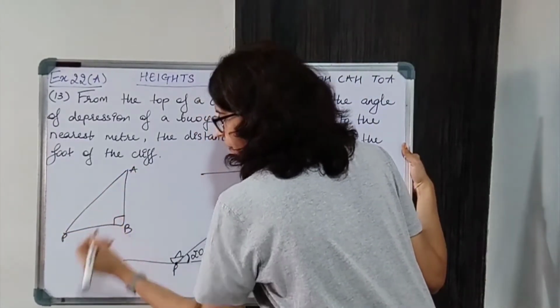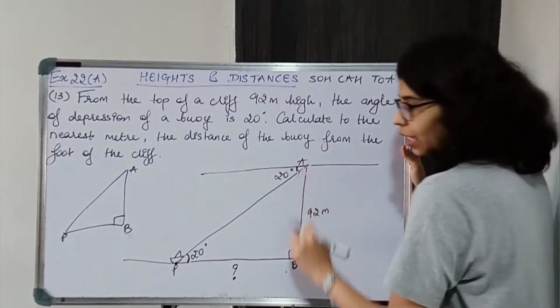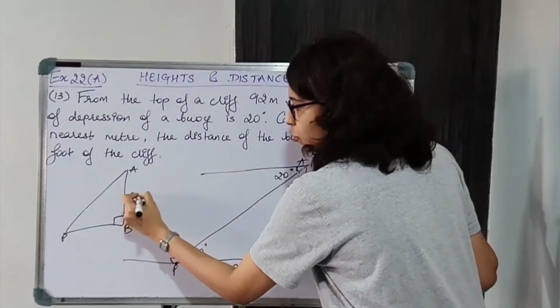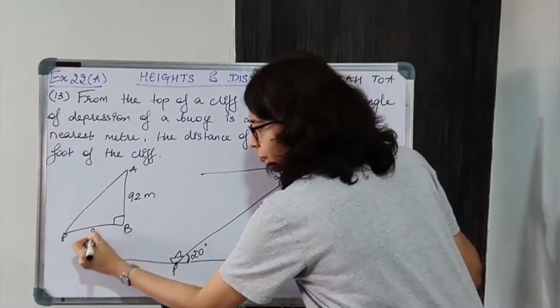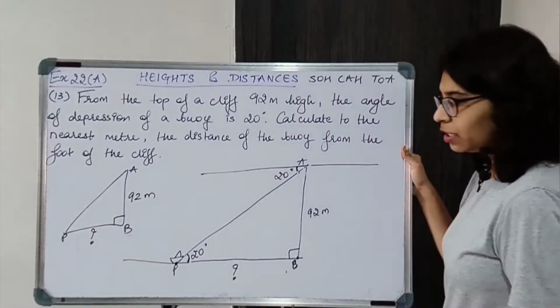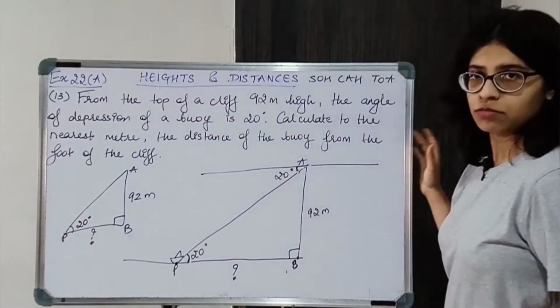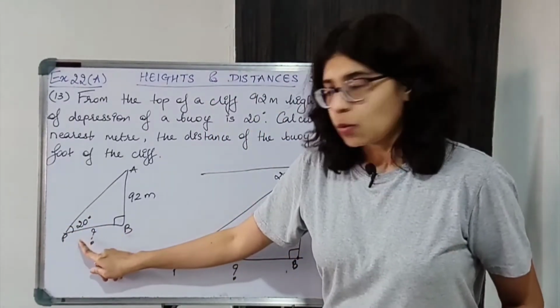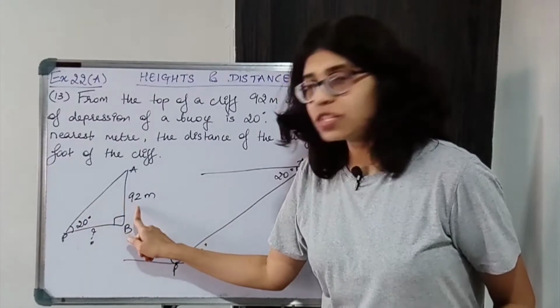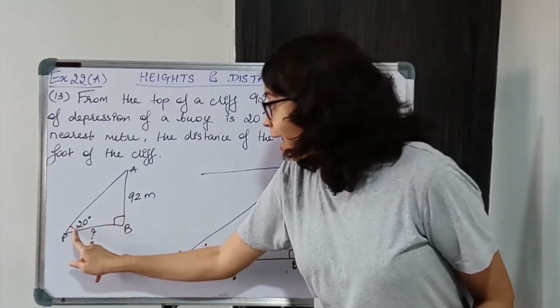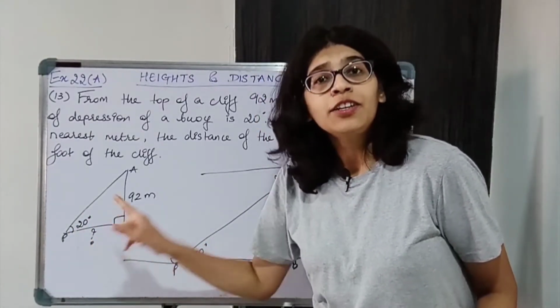AB is the height of the cliff, 92 meters. PB find करना है, and APB is 20 degrees. That is the angle of elevation. Now angle का opposite side we know, angle का adjacent side we need to find.